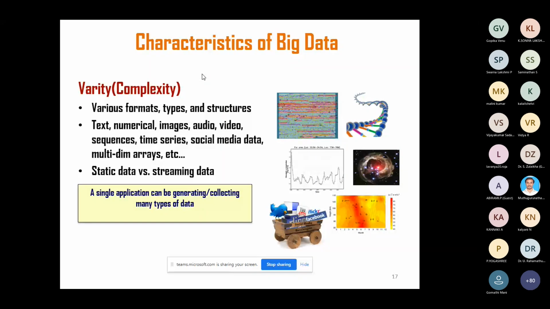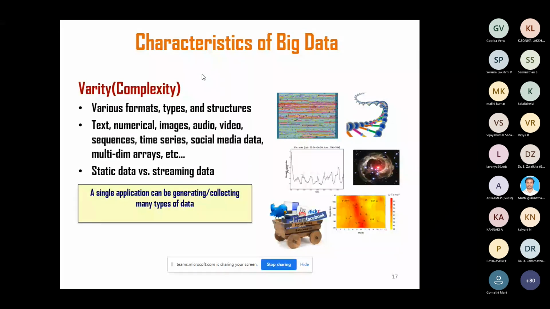For example, it may be text content, or the data getting populated will be in the form of numerical data, image, audio, video, time series, social media, or multi-dimensional array format. In that case, the data can be considered static and dynamic, or streaming data, we say. So your tools or techniques should ensure that it is possible to handle such complex formats of data. When it is not feasible, then you can think about big data as a provision to handle such things.